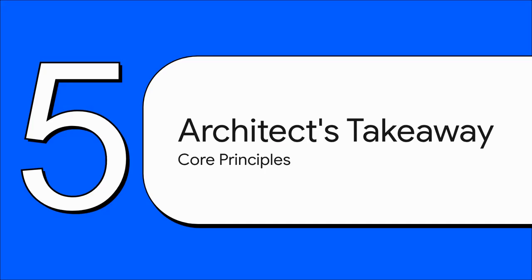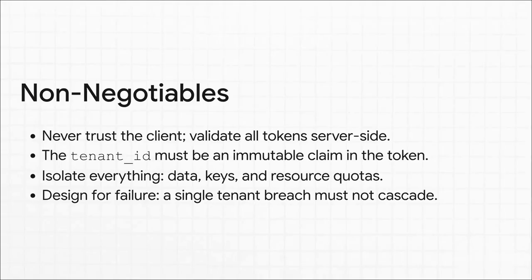Okay, let's bring this all home. If you take anything away from this, let it be these core principles. This is your cheat sheet for your next design review. These are the non-negotiables. First, never, ever, ever trust the client. Always validate your tokens on the server side. Second, the tenant ID can't be some optional thing you pass around. It has to be an unchangeable part of the security token itself. Third, think isolation everywhere. Isolate the data, isolate the keys, and isolate the resources with rate limiting.